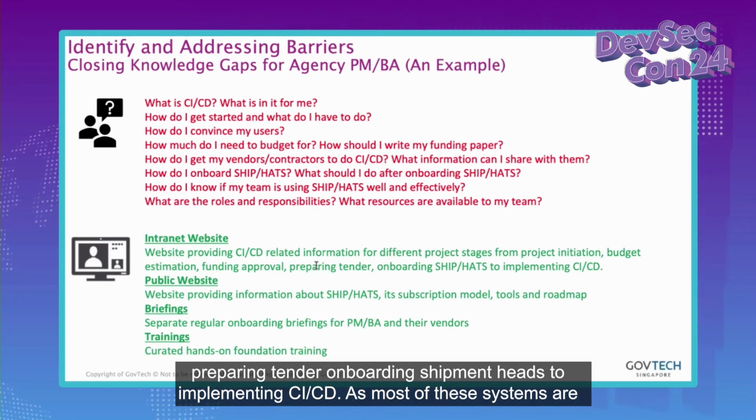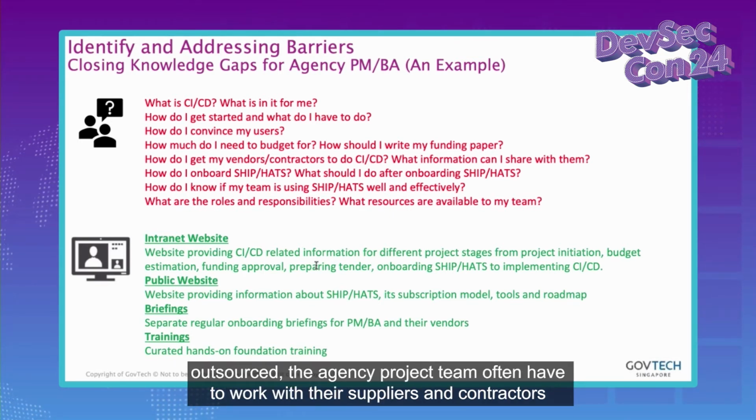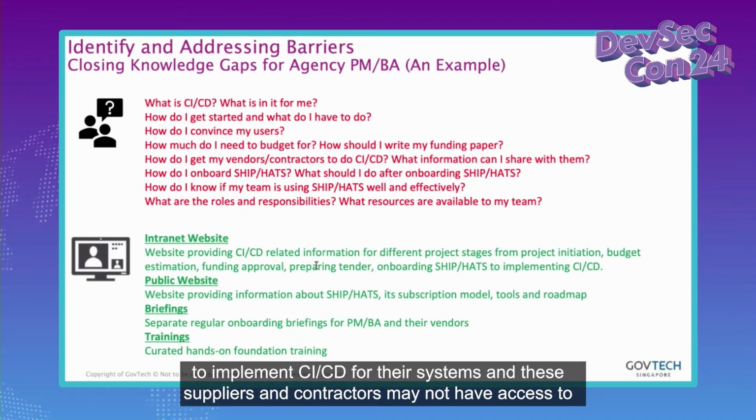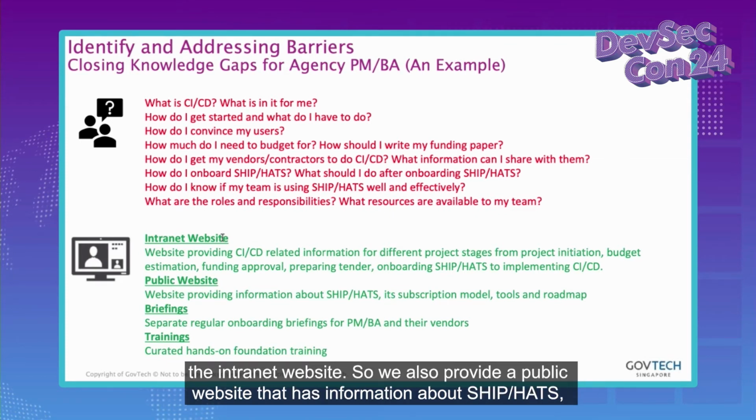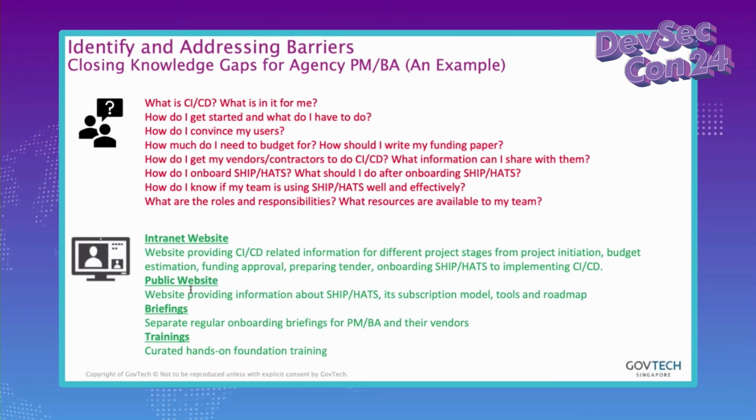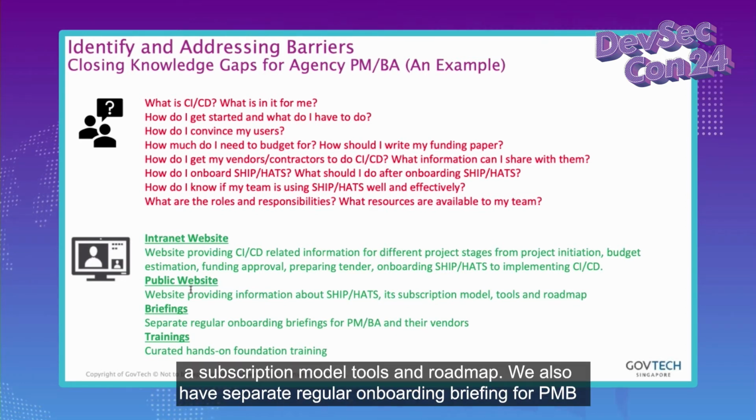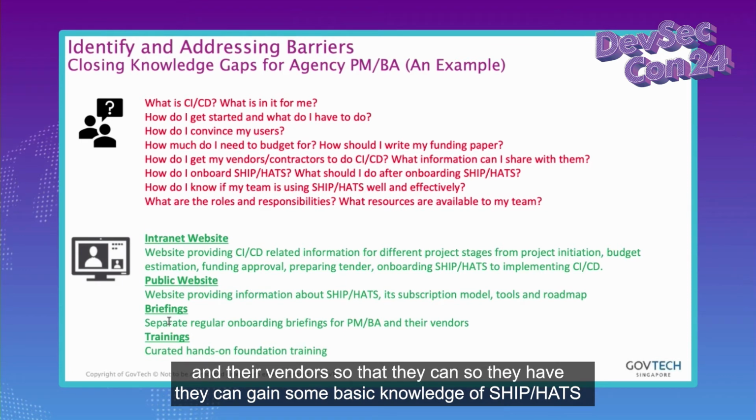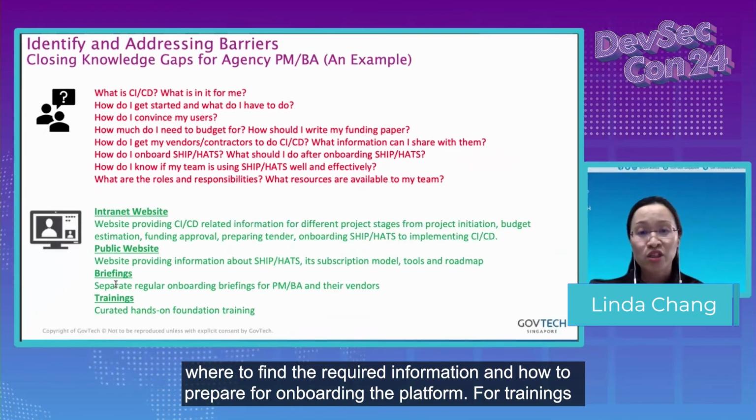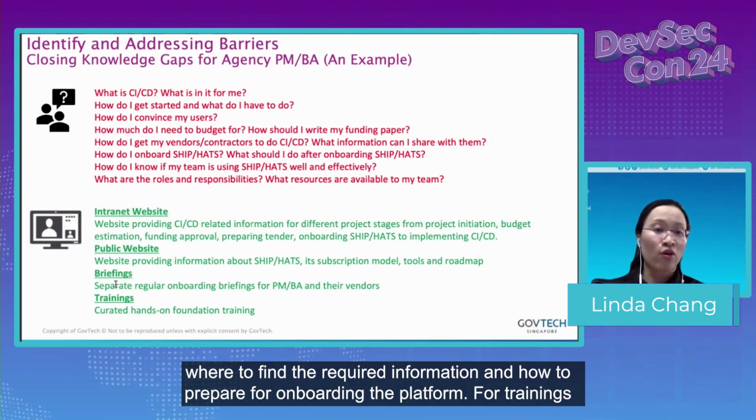As most of these systems are outsourced, the agency project team often has to work with their suppliers and contractors to implement CI/CD for their systems. These suppliers and contractors may not have access to the intranet website, so we also provide a public website that has information about shipment heads, a subscription model, tools, and roadmap. We also have separate regular onboarding briefings for PMs and BAs and their vendors so that they can gain some basic knowledge of shipment heads, where to find the required information, and how to prepare for onboarding the platform.